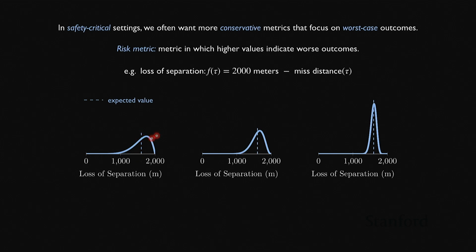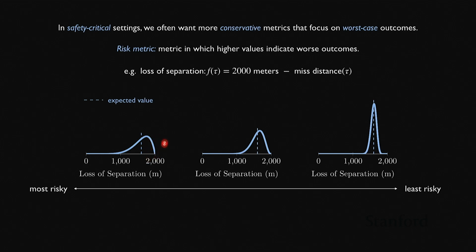And now we can see we still have the same expected value for all of these distributions, but we can kind of distinguish their risk using a few other types of metrics. So if we just look at these distributions, this one to me is kind of the most risky because, if I said our loss of separation is 2,000 meters, that means we got all the way down to 0, we had no separation anymore. And so these are the things that are going to result in collisions.